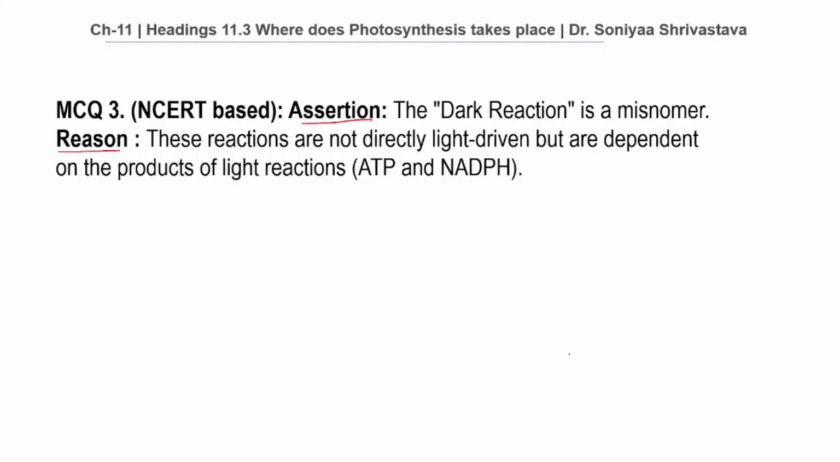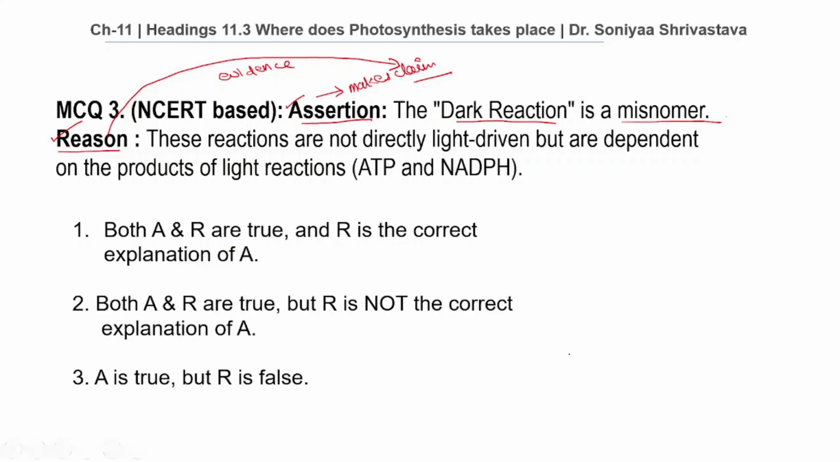Students, this is an assertion reason based question. In the previous video, we have seen what is assertion and what is reason. What is assertion? The statement which makes a claim or states something very strongly. And what is reason? Reason provides evidence for that claim. What is the assertion given here? The dark reaction is a misnomer. Before coming to the options, let's see what is misnomer. Misnomer is a wrong or misleading name.